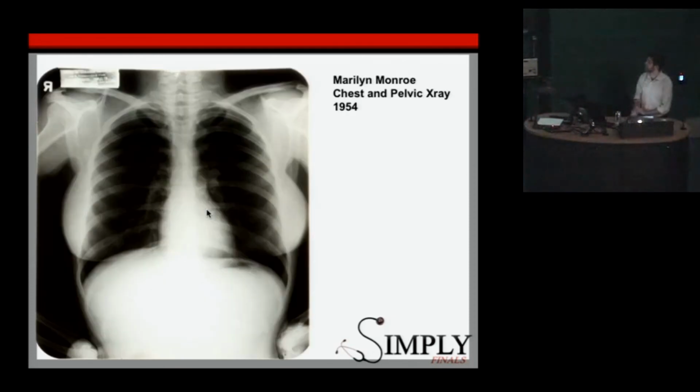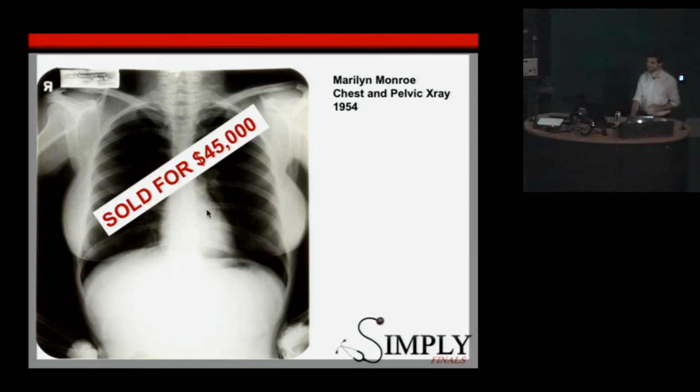Simple. So pub quiz. Marilyn Monroe. This was her chest X-ray in 1954. It sold in an auction in 2010. How much did it sell for? I'll buy a cake for whoever gets it. 5 mil? 20,000. You'll get a cake. So, 20 mil. 45,000 pounds or dollars. It's sitting there somewhere.